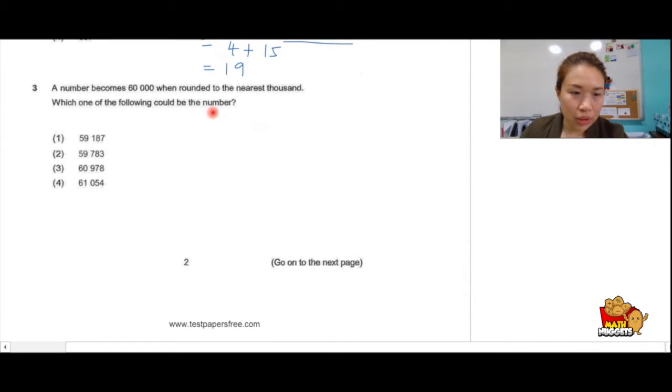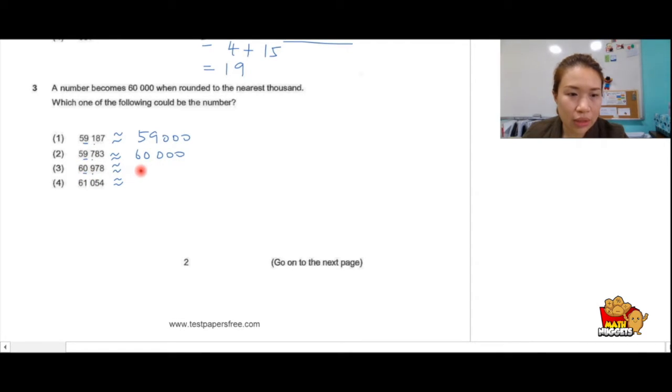Question 3, a number becomes 60,000 when rounded off to the nearest thousand. So basically for this, please round off every single option you have there. You only have 4. So just round off every single one to the nearest thousand. 1,000 is here. Check the hundreds. This one remains. 1,000 is here. Check the hundreds. 7 is more than 5. So we will round up for this one.